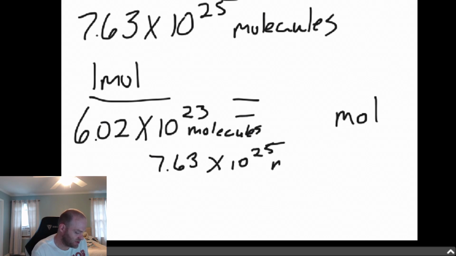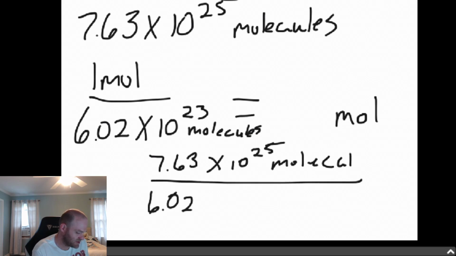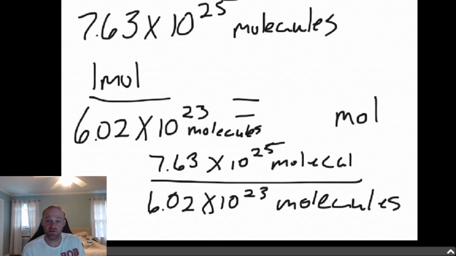So molecules, I just do that and then divide it by 6.02 times 10 to the power 23 molecules. Sorry about the writing, I'm trying to do it fast. Alright, so let's enter all that into the calculator, and this is going to be interesting.